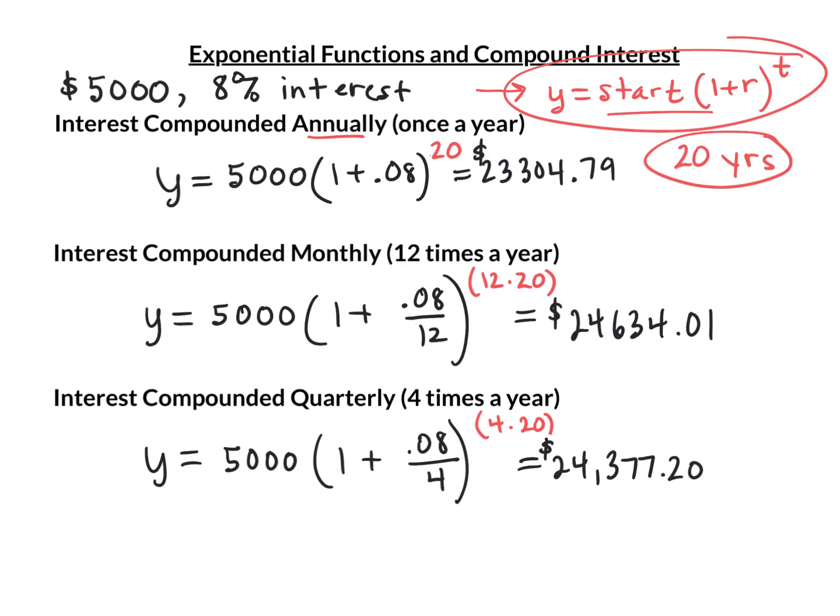Remember then, our general equation, y equals start times 1 plus r to the power of t, is for annual growth, once a year. Take the rate, in this case 8%, and divide it by 12 if it's monthly, then go to the power of 12 for 1 year, and then multiply that by the number of years. For quarterly, we take the rate, we divide it by 4 because there's 4 quarters in a year. We go to the power of 4 for 1 year, and we multiply it by 20 for 20 years. And in general, the more times it's compounded will give the largest growth for an investment.